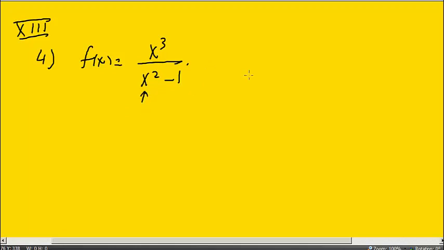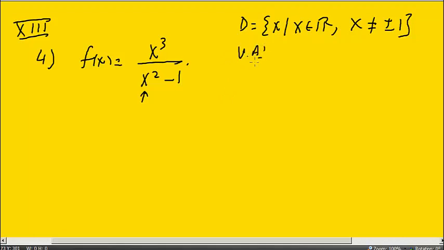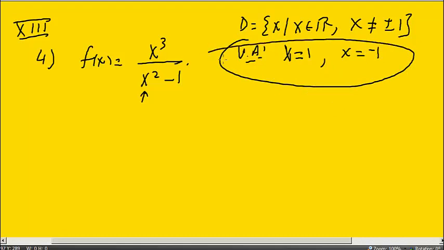X cannot be 1 or negative 1, because that will give me 0 on the bottom. So the domain is the set of x's such that x is an element of reals, and x cannot equal plus or minus 1. So that's the domain. But those are also my vertical asymptotes. So I have vertical asymptotes at x is equal to 1, and I have to write them separately, and x is equal to negative 1, because that's what makes the bottom undefined.